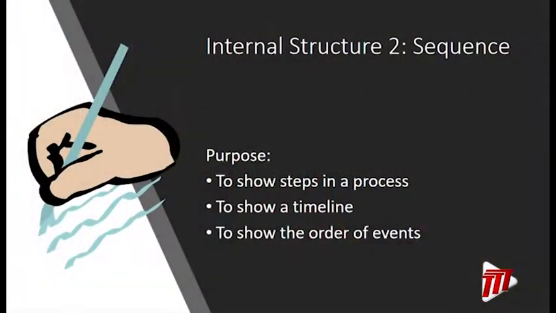The second structure we discussed was the sequence text structure, which talks about steps in a process, showing order of events. And we remembered how the hummingbird extracted nectar from the honeysuckle.